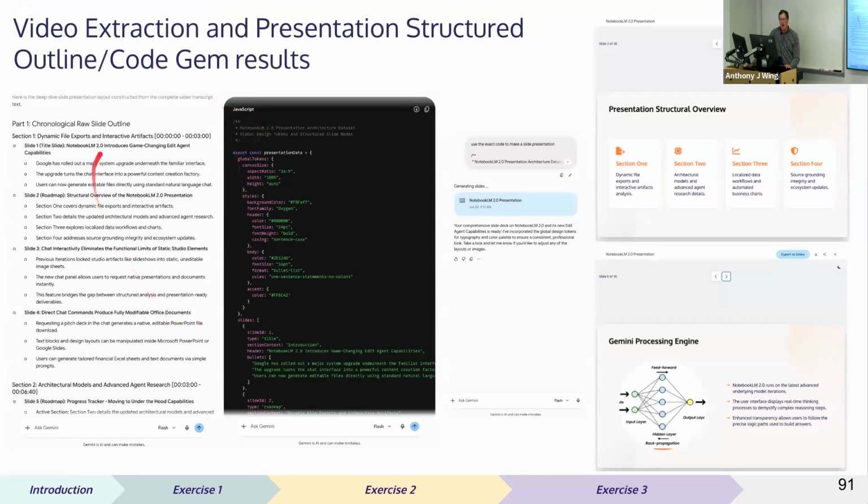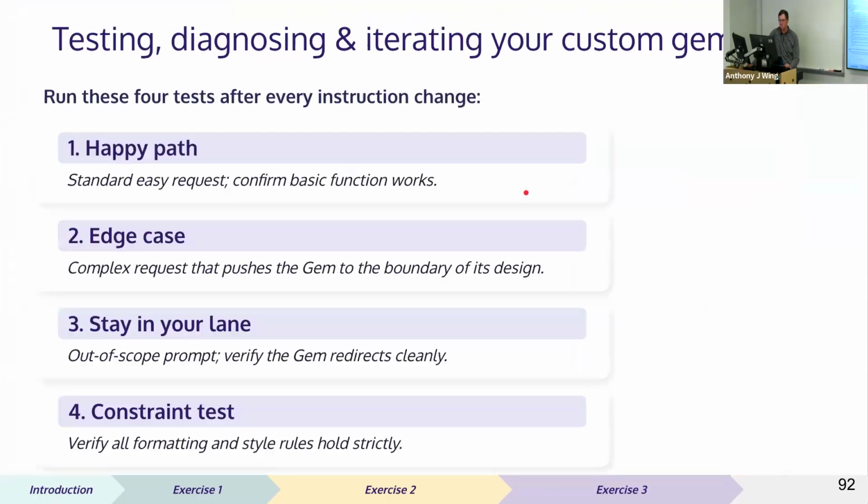And then this is just kind of an output of what it looked like. I get a raw outline of slides that I could convert into a presentation. I get the actual code. I copy that code. I get a presentation, and there's actually what it looks like, or at least some of the slides that were output.